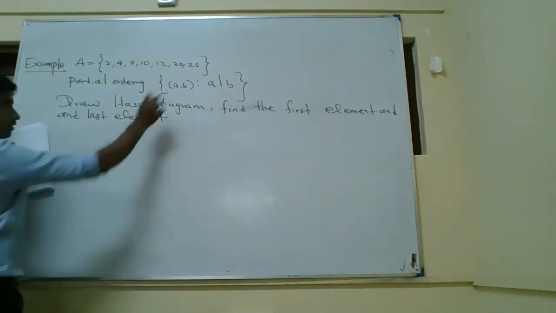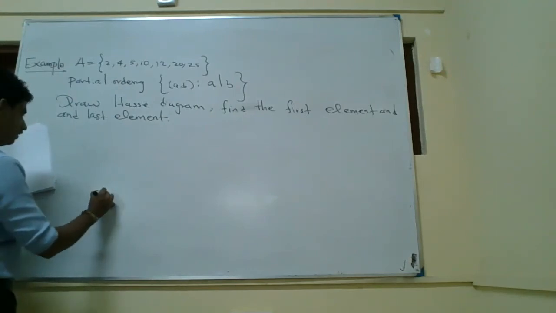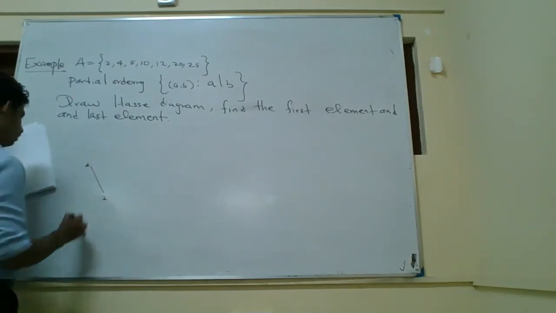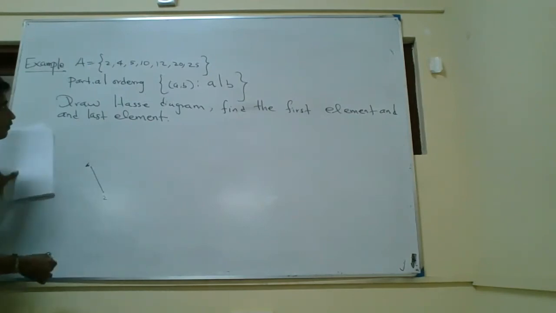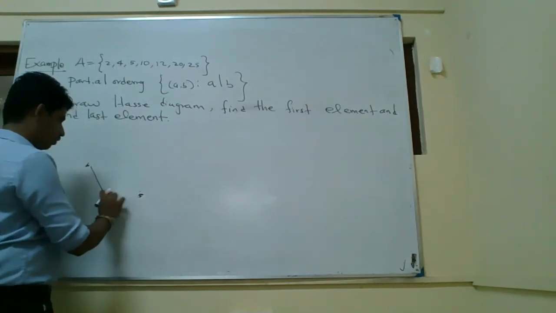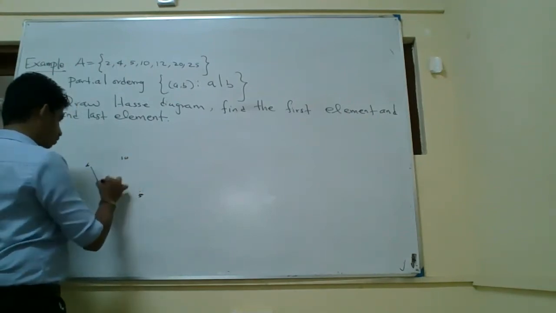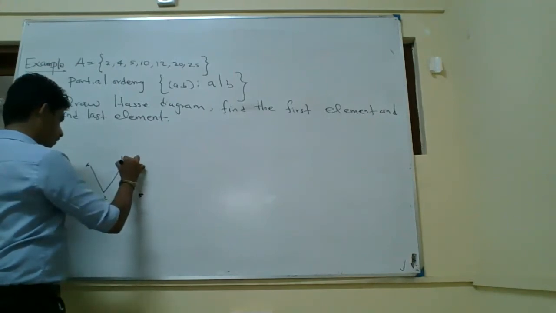Here the relation is divides. Therefore, we take 2 here as the first element, then you get the relation from 2 to 4. It's okay, 2 to 4. And what else? 5, there's no relation to 5. You can put it like this. There's no relation to here. Next, 10. 10 you can put here because you have the relation between 10 and 5.